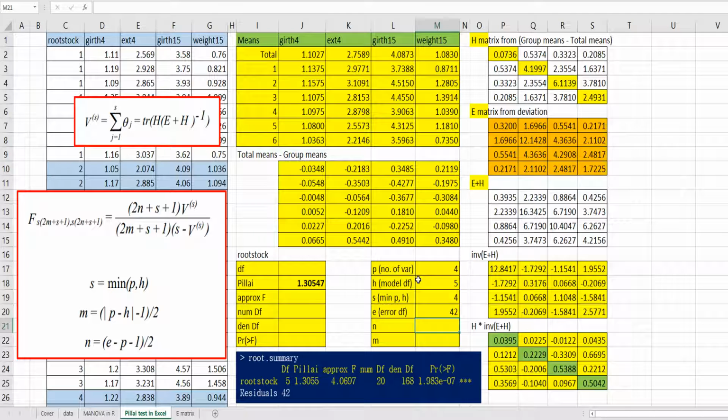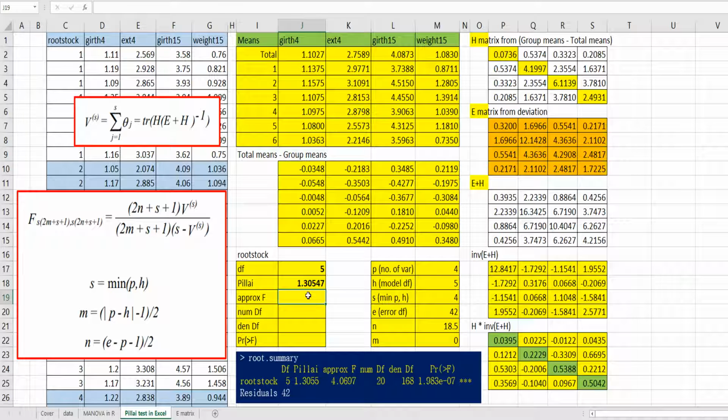There are 48 samples minus the rootstock degrees of freedom, 5 minus 1. Okay, and n can be calculated by (e minus p minus 1) over 2. Okay, m is (p minus h minus 1) over 2. Right. Then degrees of freedom for rootstock, this is the same as this one.